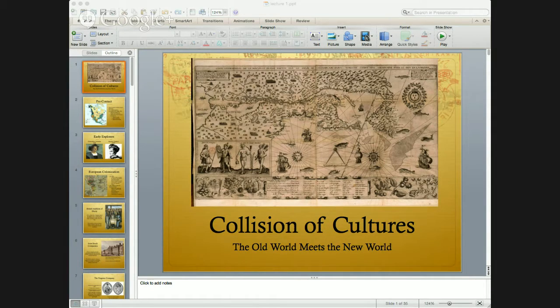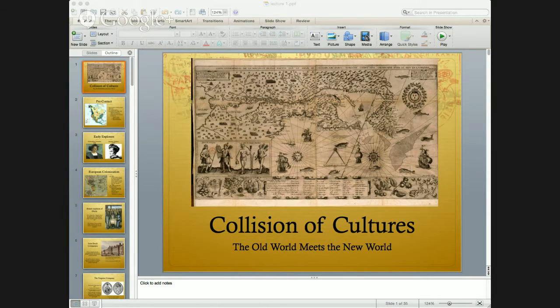Another colony of importance is Massachusetts. And just as with Virginia, the Massachusetts Bay Company was a joint stock company. So a privately owned, for-profit company that specifically came to America to seek profit. The Massachusetts Bay Company consisted of a group of English Puritans led by John Winthrop.